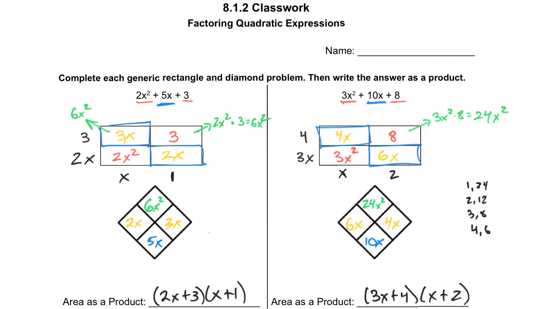As stated earlier, you could of course guess and check your way to try to find out what the area as a product is, but once you're given a sum and want to find the area as a product, the generic rectangle and the diamond problem are a surefire way to always get you to the correct factored answer.